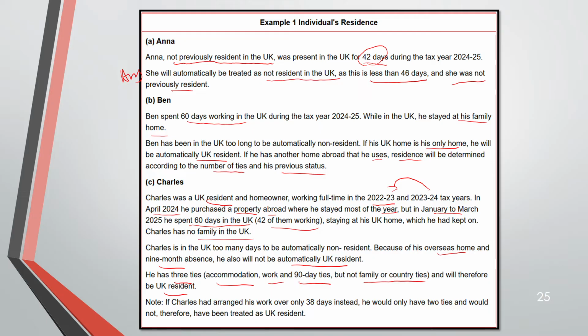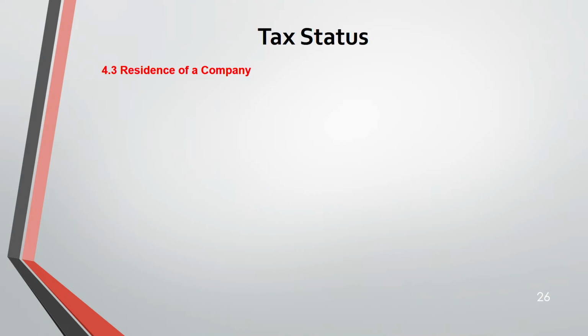How this is decided depends on that table: how many days he was working and what the ties are. And he was previously UK resident also. So based on that table, it is decided he is a UK resident. There is a note to it. If Charles had arranged his work for only 8 days, okay, he would only have two ties and would not therefore have been treated as a UK resident. This is based on that table. To come to this stage, you need that table with you. Otherwise, it's very easy. Okay.